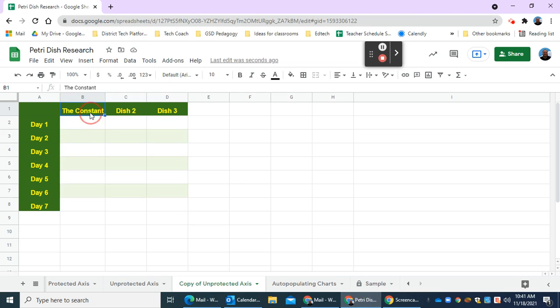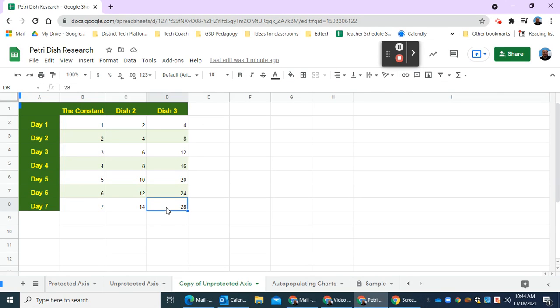For the constant, number one, on day one, how many squares were infected? Write that number in. For day two, how many were infected? Day three, day four, day five. See the pattern? And then for your next petri dish, go ahead and enter in the data the same way. Once you've entered in all the data for each of your petri dishes for each day, your chart is complete.